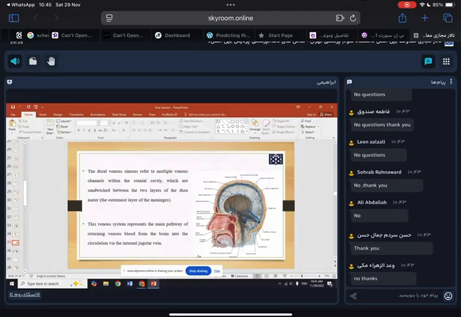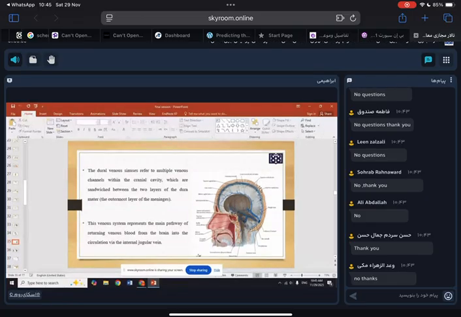In the brain, the dura mater layer includes 2 layers. The outer layer, we call it endosteal. It means that it is related to the bone. And the inside, we call it meningeal layer. Between these 2 layers of the dura mater, the outer layer and the inner layer, we have spaces between them. We call them sinus. You can see here. Dural venous sinus.